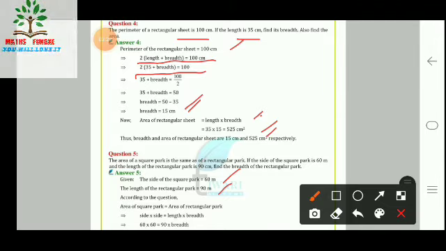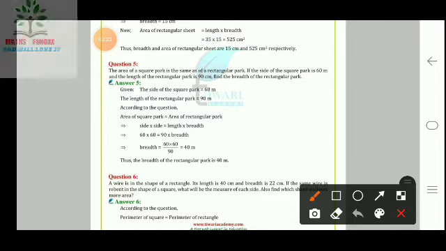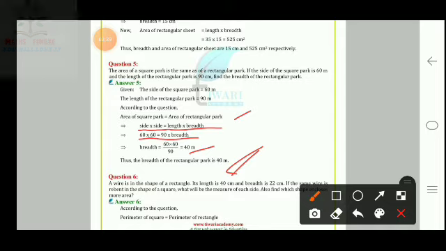So it means we have to find the area of both the parks. Area of square park is equal to area of rectangular park. This is according to the question. So we have side into side is equal to L into B. So 60 into 60 is equal to 90 into B. On solving this, we get B is equal to 40 meter. So 40 meter is the required answer.